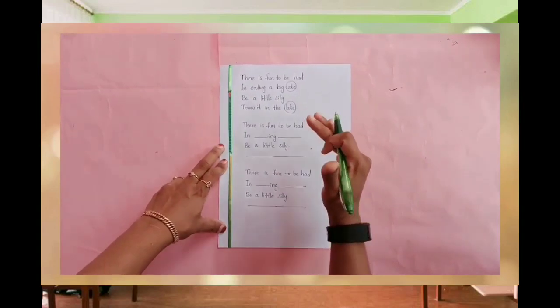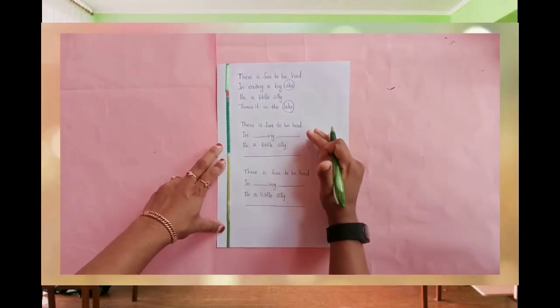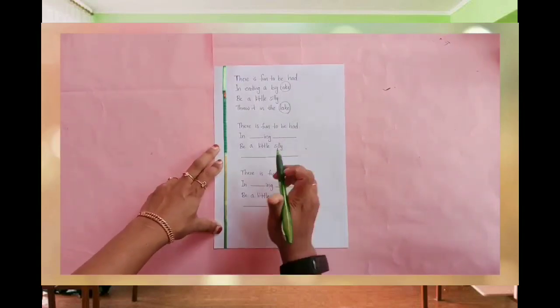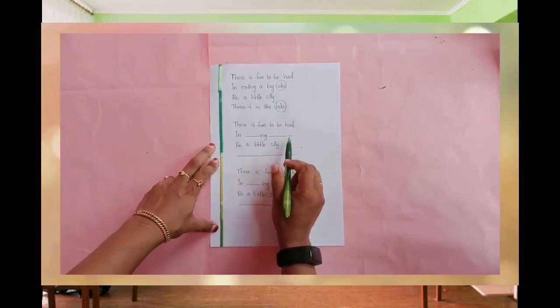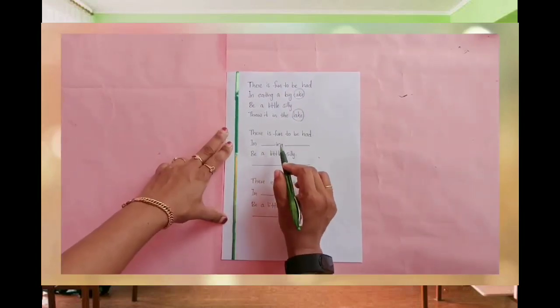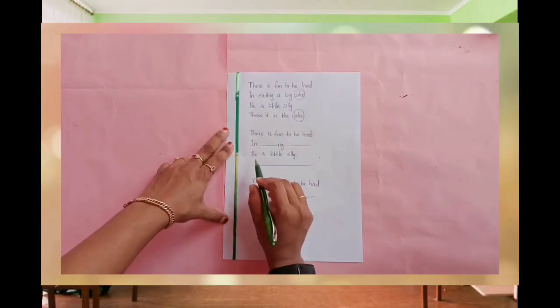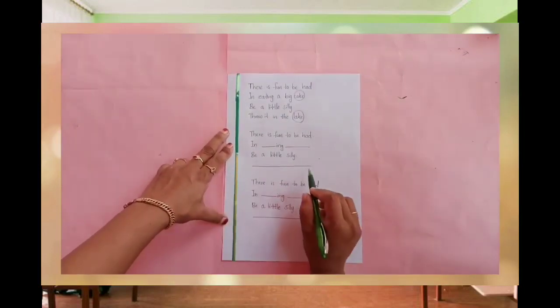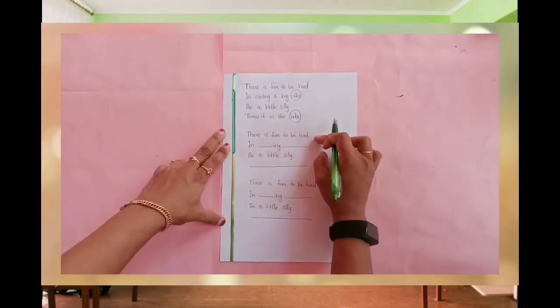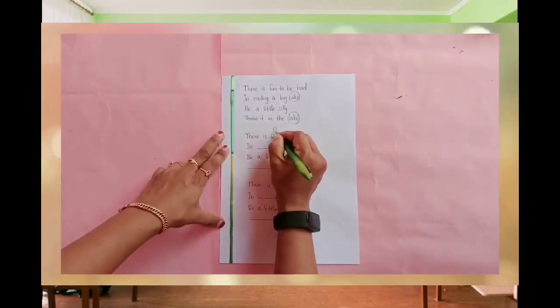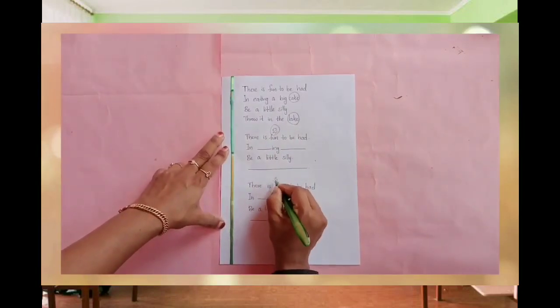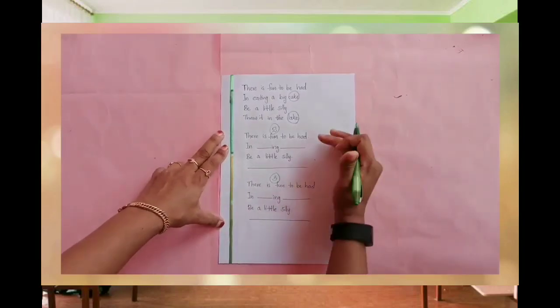Now what will you do here? You will complete this poem by filling in these blanks. Here, dash-ing dash, and be a little silly dash. So here you have to complete the second and the third stanza of this poem.